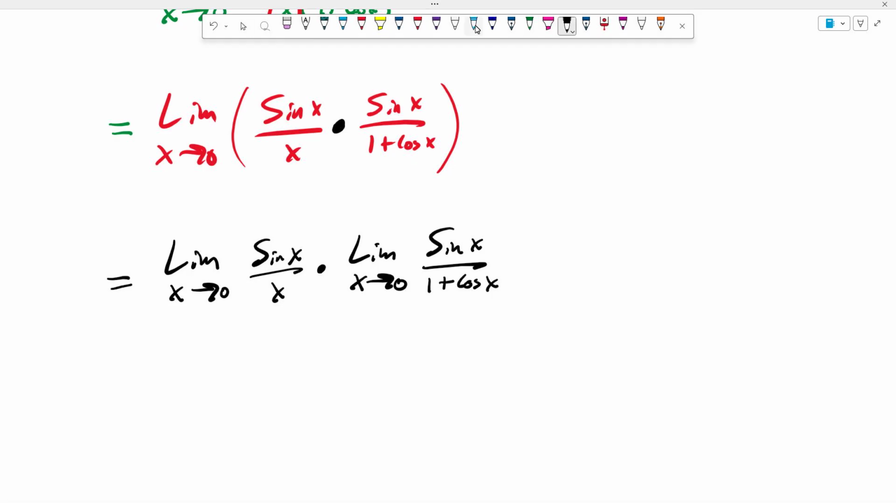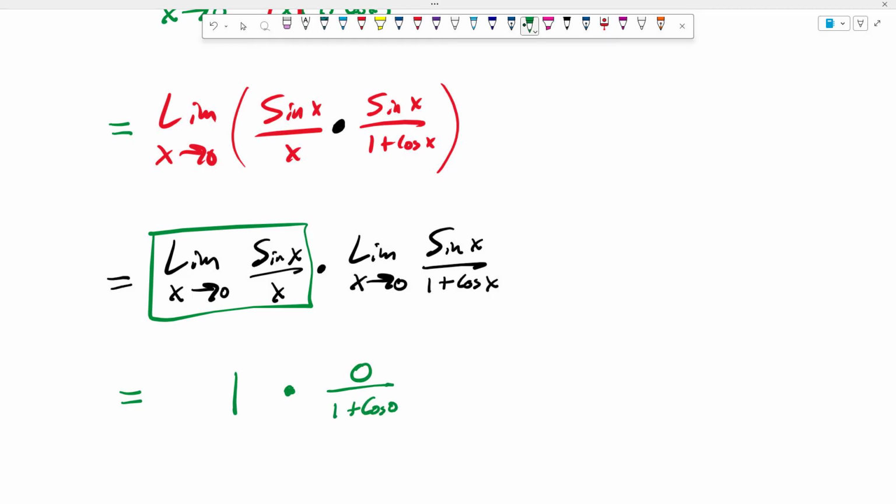And now we directly substitute in, we get sine of 0, which is 0, over 1 plus cosine of 0, which is 1, which is 0 over 1 plus 1, which the whole thing is simply 0.